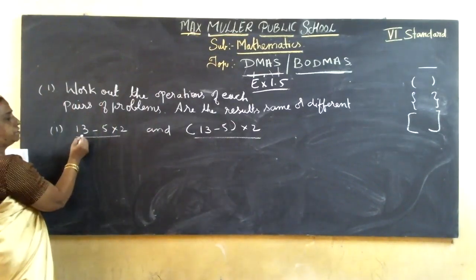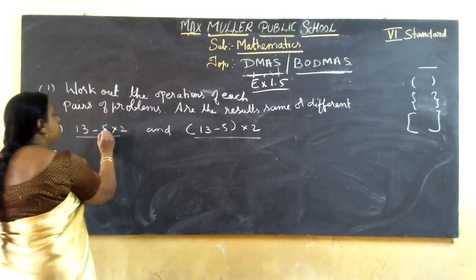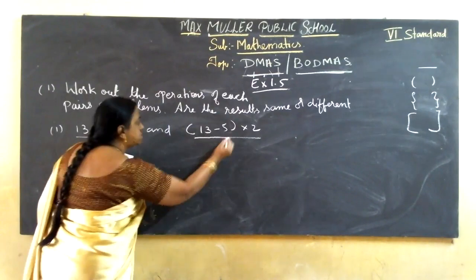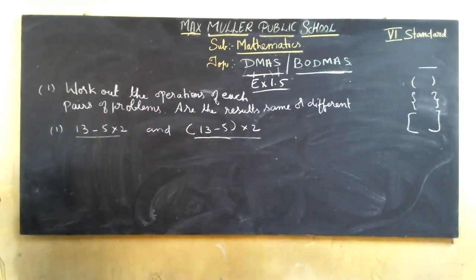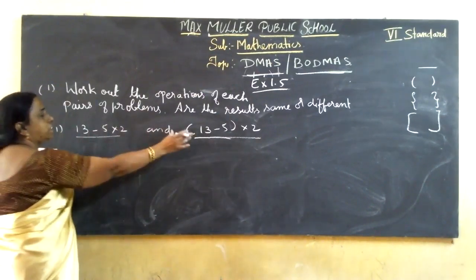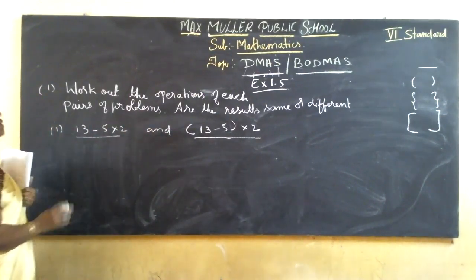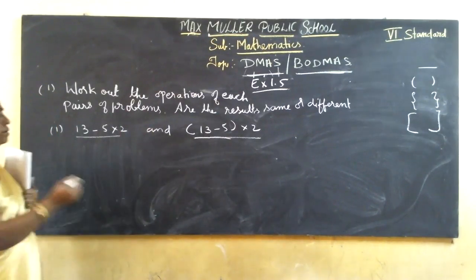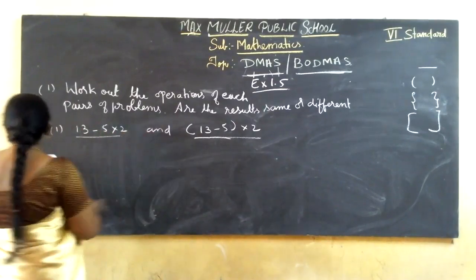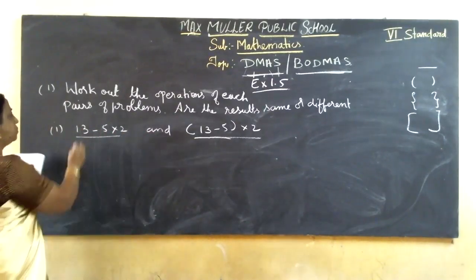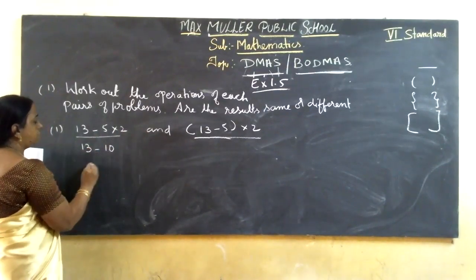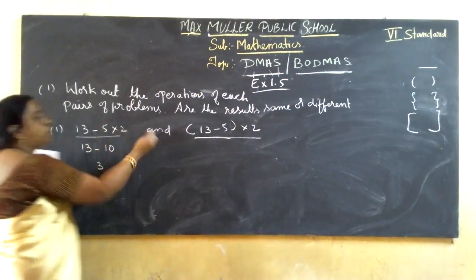So here, see, 13 is there, here also 13. Here minus 5 into 2. But here brackets are present, here no brackets. You understand? Solve both, the numbers are same. Only brackets. In this question, bracket is not there. You should check whether you will get same answer or different answer. So first what you should do: 13 minus 5 into 2, first you take 5 into 2. 5 2s are 10. So 13 minus 10 equals 3. We got 3 this side. Now we'll go for this.